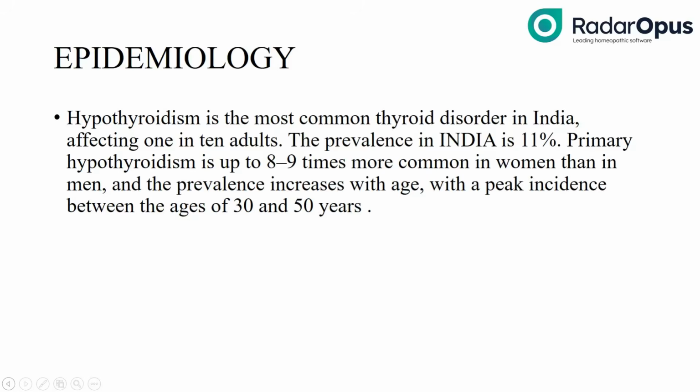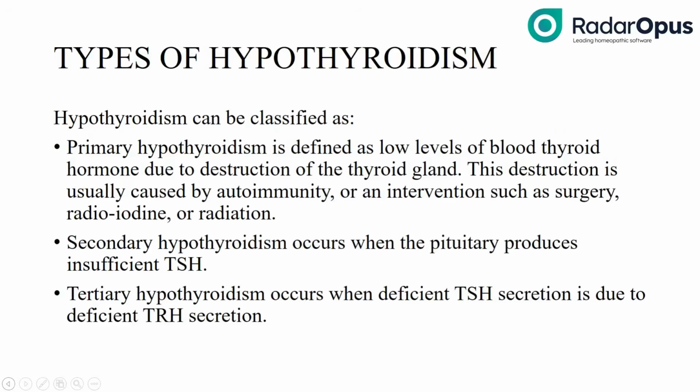And hypothyroidism is not only a burden to India, but it is also a global burden with a prevalence of about 4% in the US and about 2% in the United Kingdom. Now coming to the different types of hypothyroidism. So hypothyroidism can be classified as primary hypothyroidism, secondary hypothyroidism, and tertiary hypothyroidism.